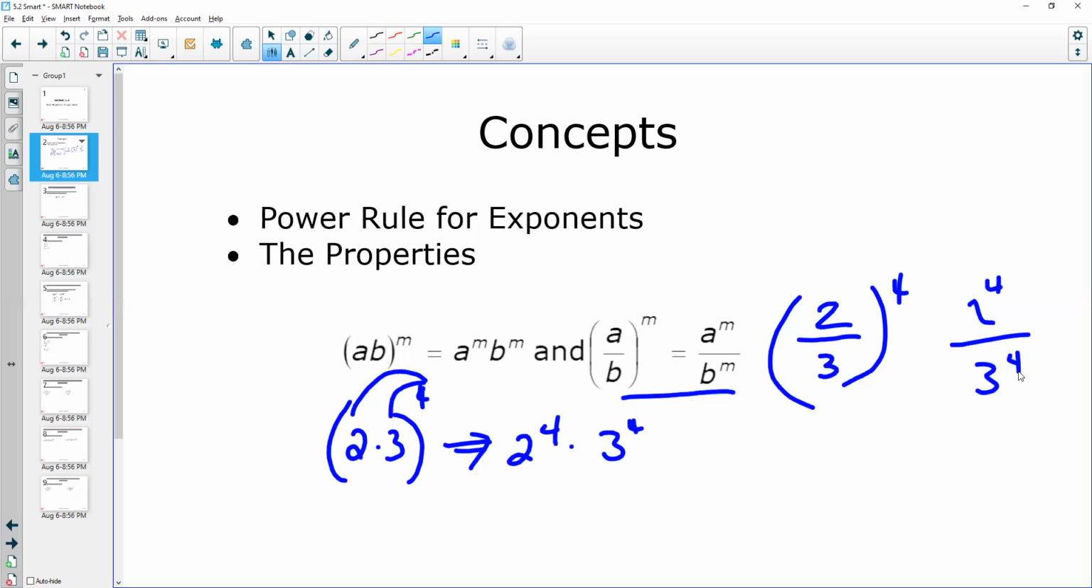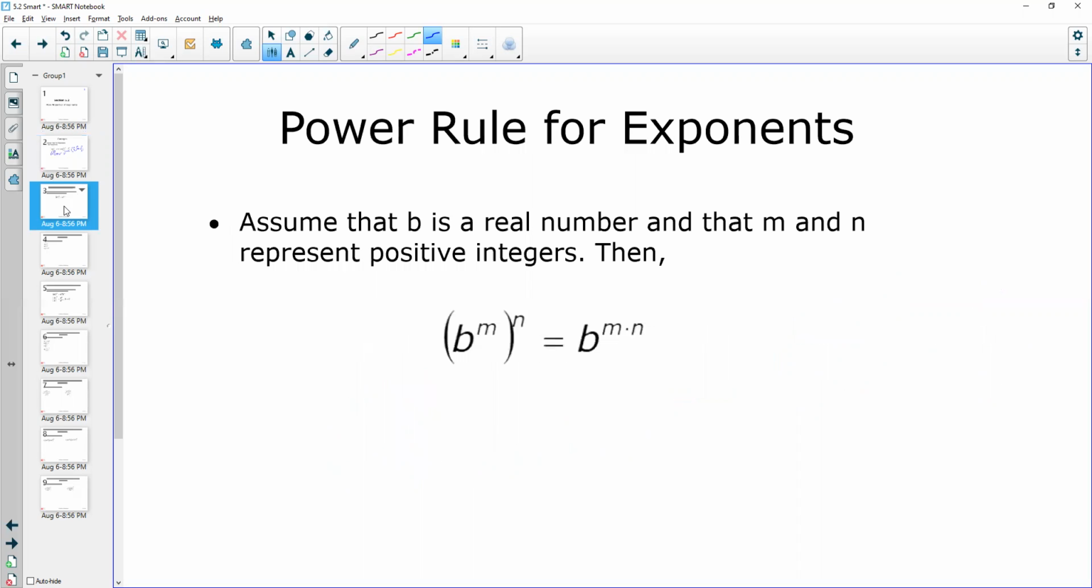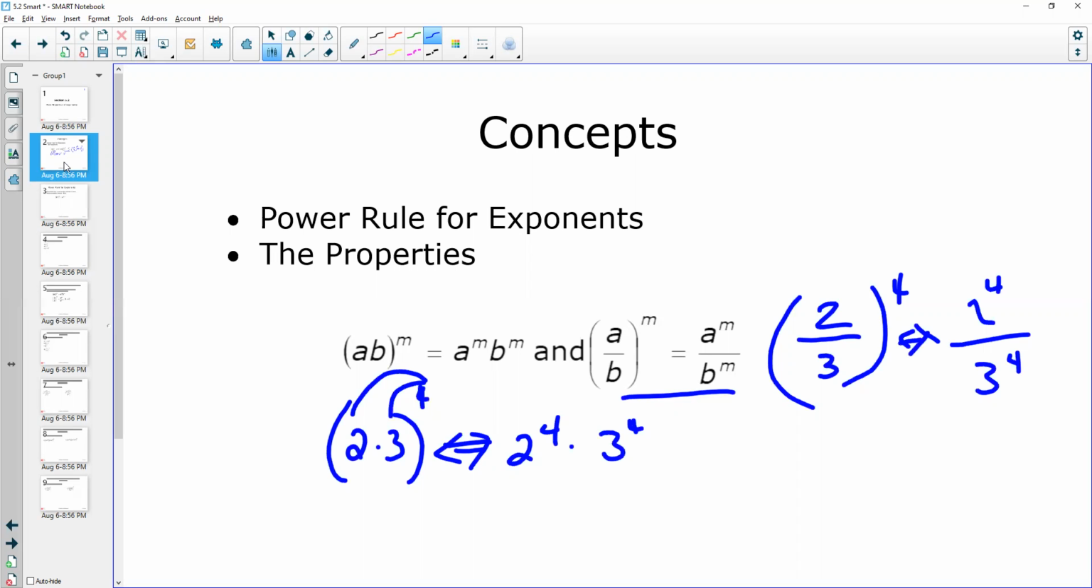I can go either direction with this rule, which is really handy. I can condense, so I can divide it up or put it back together, same with the multiplication. But this is essentially what the rule says. So, oh God, that wasn't the power rule. Holy moly, this is not the power rule. This is just a property of multiplication and of division.